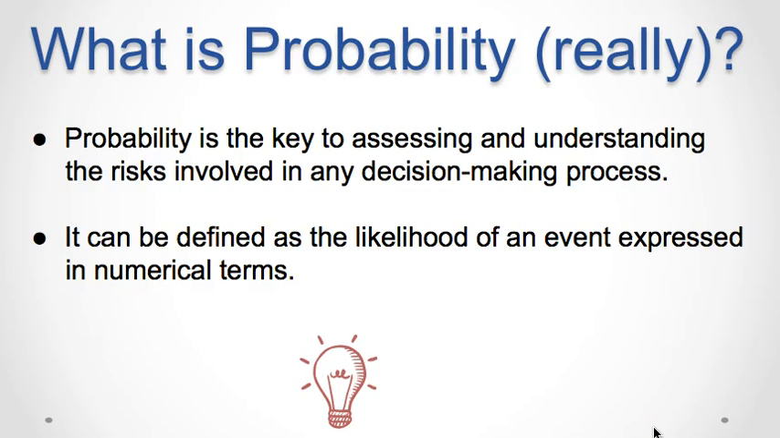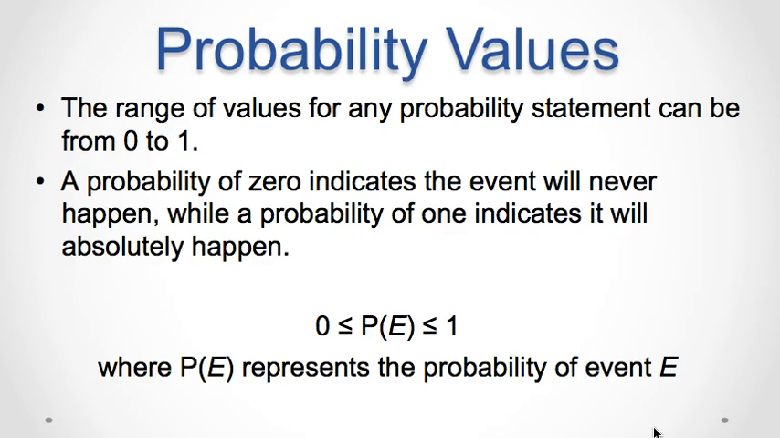So now let's get into the specifics of probability. The range of values for any probability statement can be from 0 to 1. The probability of any event E must be greater than or equal to 0 and less than or equal to 1. Probabilities range between 0 and 1 inclusively, like any proportion.